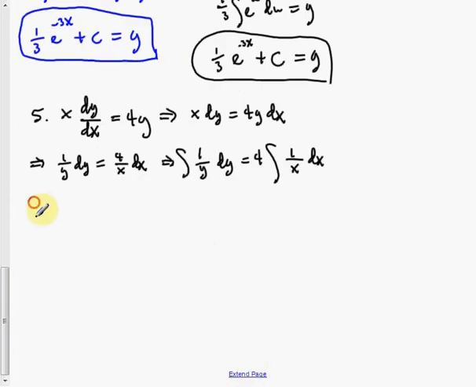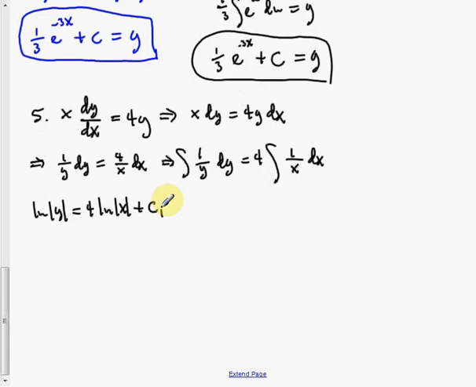So the left side gives us the natural log of the absolute value of y. That's equal to 4 times the natural log of the absolute value of x, plus some constant that I would just call c sub 1, just to confuse the heck out of you even more. So no. Well, we're going to have another constant to come in there.